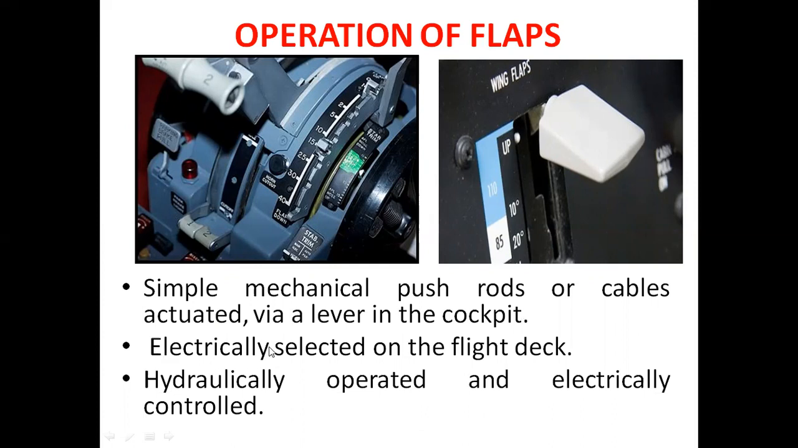Second, electrically, we have an electrical actuator. Now, it will be controlled through the cockpit. There must be a switch, there must be a lever. The lever will get operated. Now, the lever will give a signal to the electrical actuator, and the flap is linked with that electrical actuator, and finally, at the given degree setting, the flap will get extended. Flap is also operated hydraulically, but it will be controlled electrically.